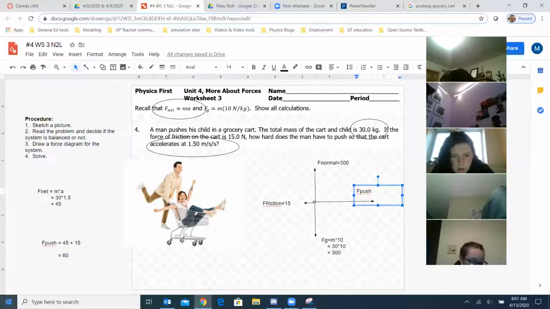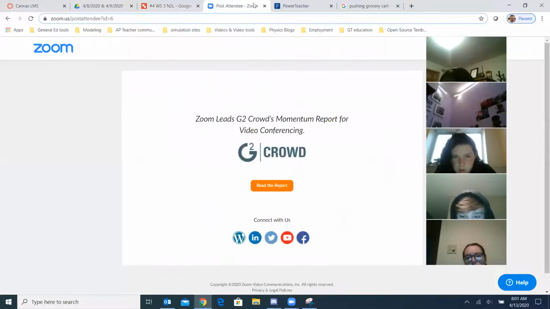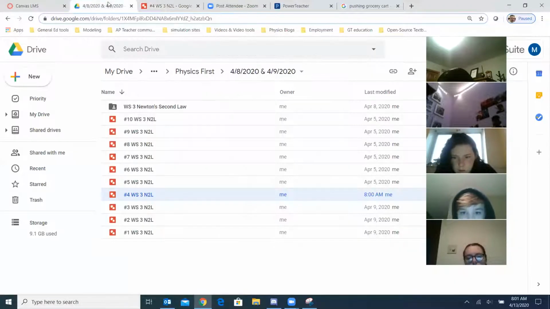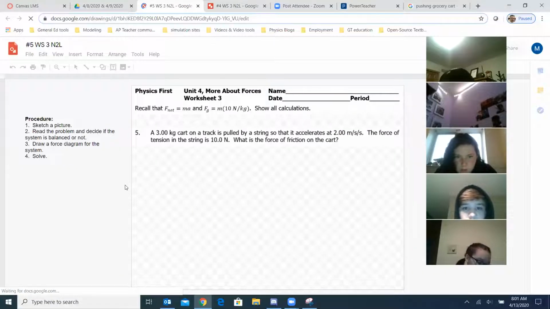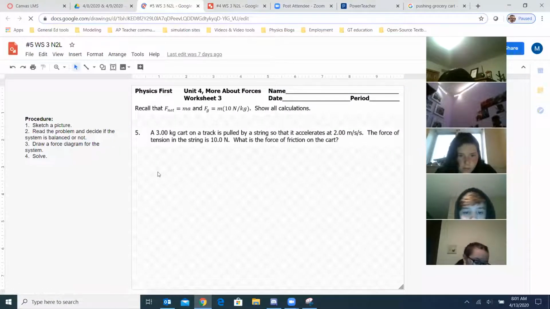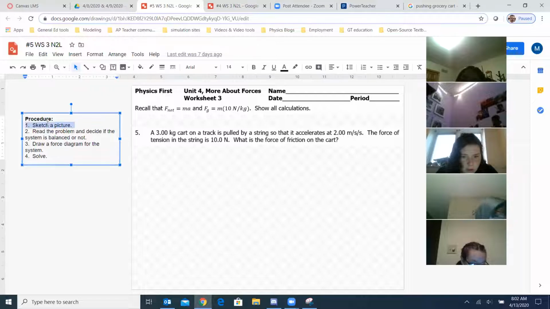Perfect. Equals 60. Okay, so now we're getting ready to try the next problem. The next problem looks like, if I can find it, number 5. It says you have this cart and it's on this track and it's being pulled by a string. So kind of imagine what that looks like. Notice I kind of skipped over all the numbers. That's kind of what you want to do. You kind of ignore the numbers for a second to draw the picture.